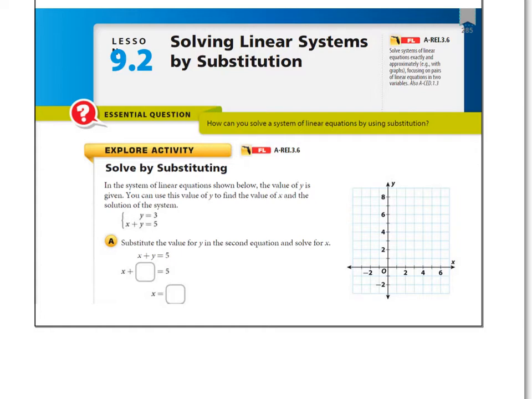So we have an explore activity, and they give us two equations here, y equals 3 and x plus y equals 5. So the first thing you're going to do is substitute the value for y in the second equation and solve for x. So go ahead and do that, check with your neighbors, and then unpause this.